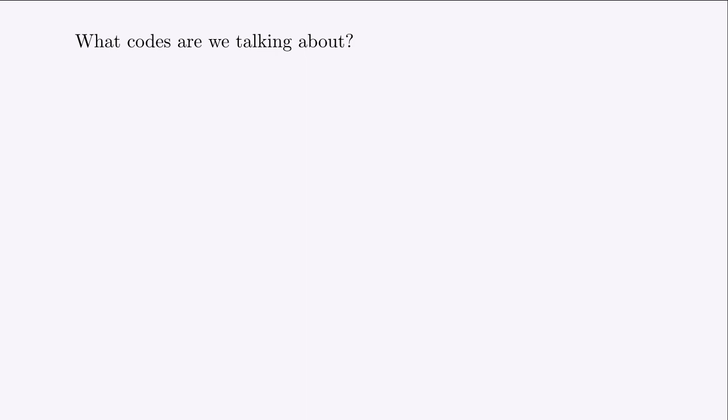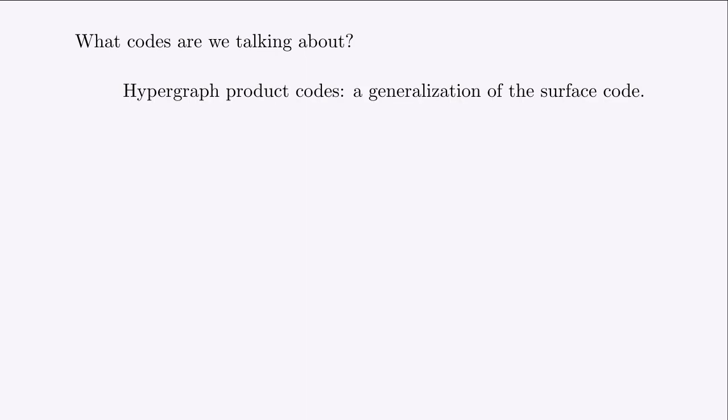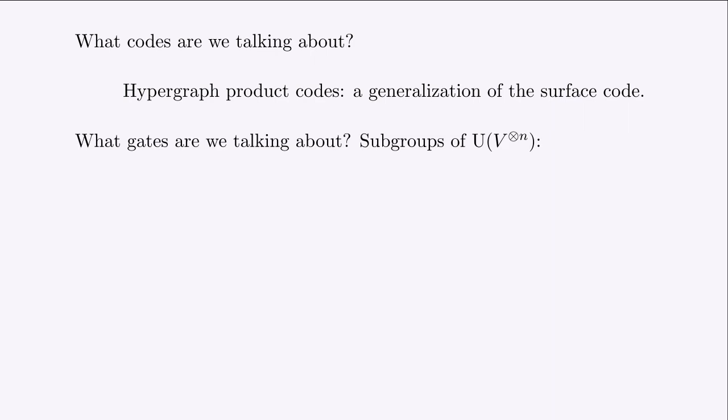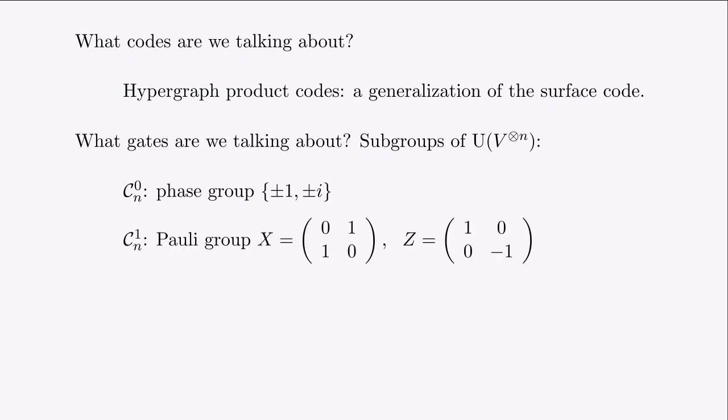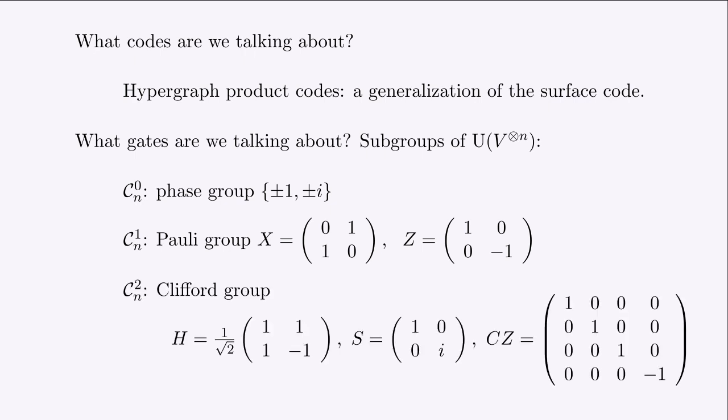The codes I'm talking about today are the hypergraph product codes, which generalize the surface code. And for the gates, let me just set up some notation here. I'm going to write C0 for the phase group, plus or minus 1, plus or minus i. C1 is the Pauli group generated by the X and the Z operators. C2 is the Clifford group generated by these matrices. And I guess we're using tensor products as well.